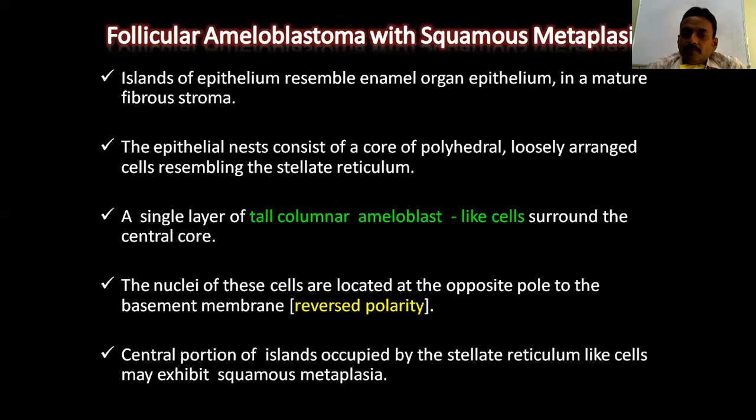Coming to the variants of ameloblastomas, it comprises follicular ameloblastoma, plexiform ameloblastoma, and so on. Coming to the follicular ameloblastoma with squamous metaplasia. Here, islands of epithelium resemble the enamel organ epithelium in the mature fibrous stroma. The epithelial nest consists of a core of a group of polyhedral, loosely arranged cells resembling the stellate reticulum. A single layer of tall columnar ameloblast-like cells surround the central core.